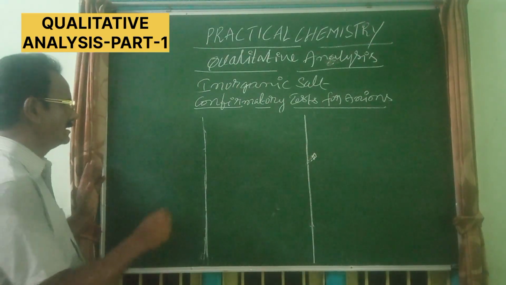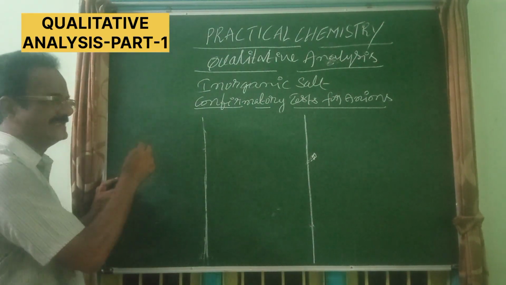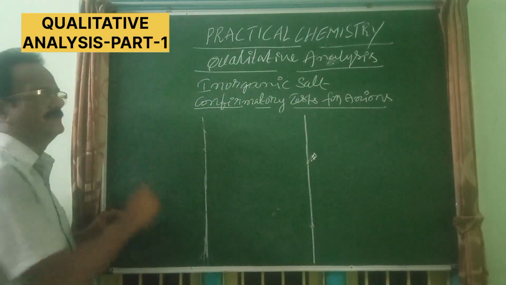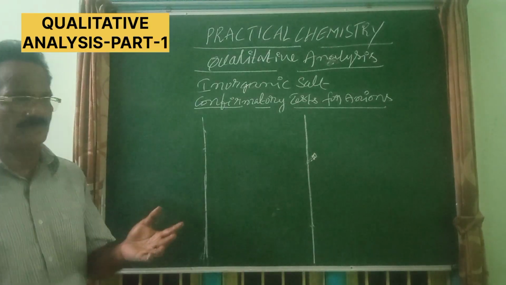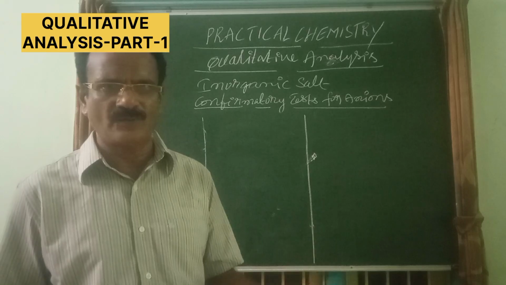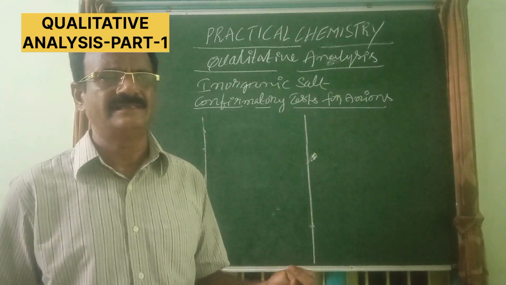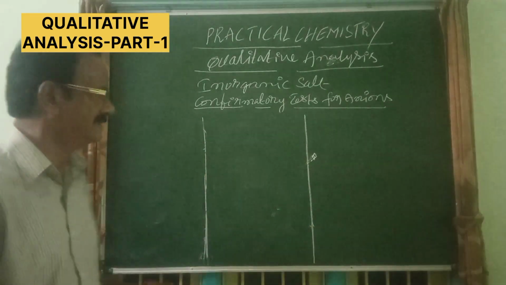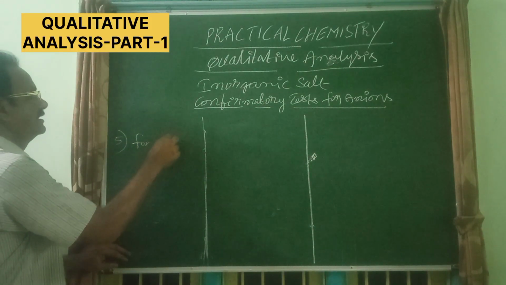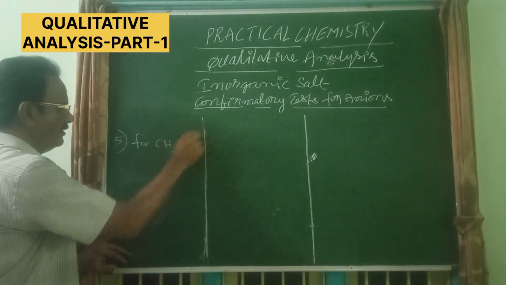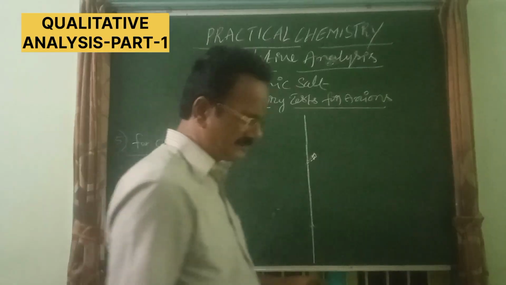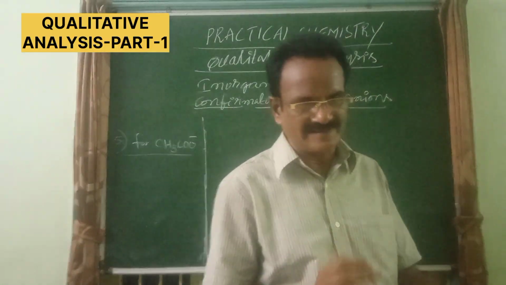Let us see the confirmatory test for acetate. So I think we have completed sulfate, chloride, bromide, nitrate, borate. This is the fifth test, I think. Fifth one, confirmatory test for acetate, CH3COO minus. Okay, here also the tests may be exchanged for identification and confirmatory.